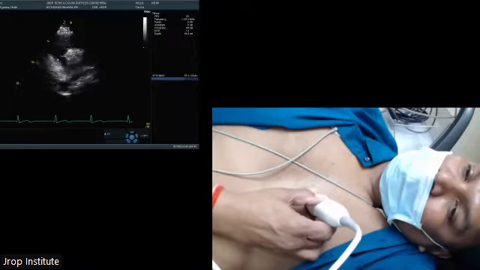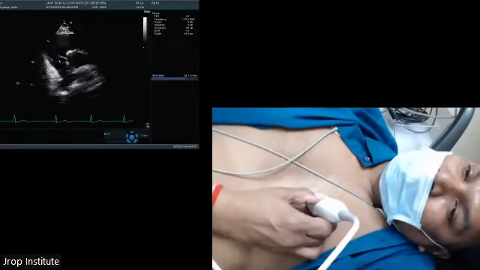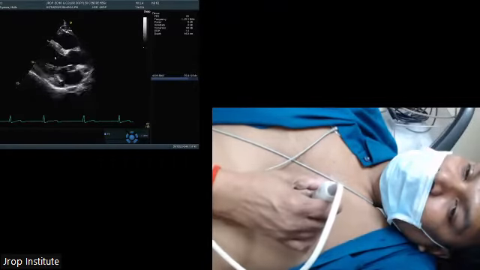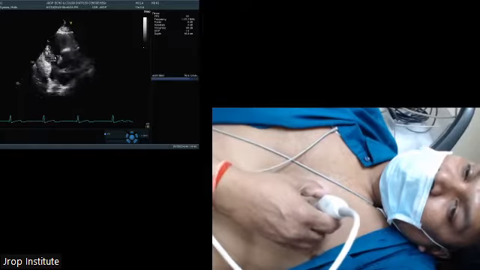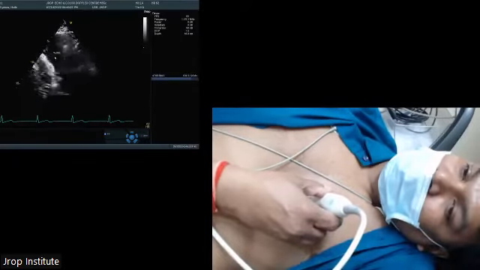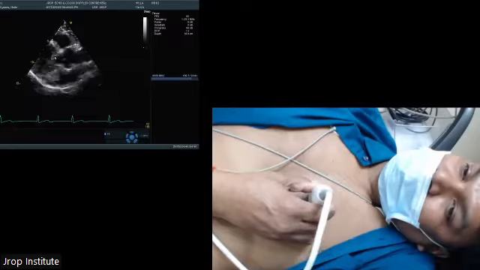I can adjust it with my hands. This is RA, this is RV. This is the aorta in between over here. So this is the RA, RV inflow view. So from the parasternal window, if I tilt my transducer a little toward the mediastinum, I am going to get the RV, RA inflow view. Back at the parasternal window.